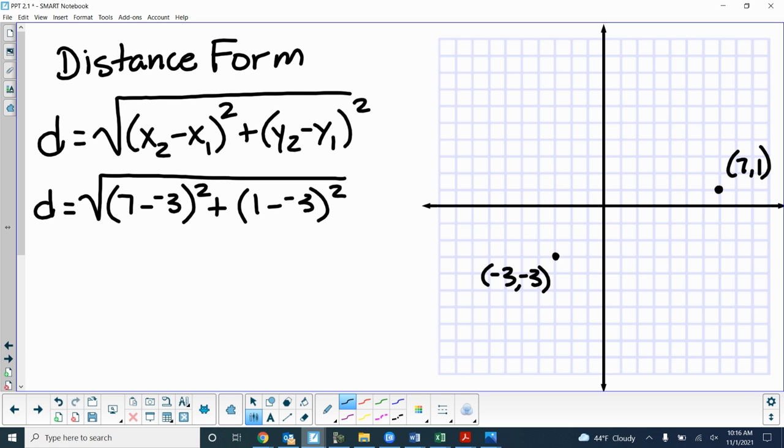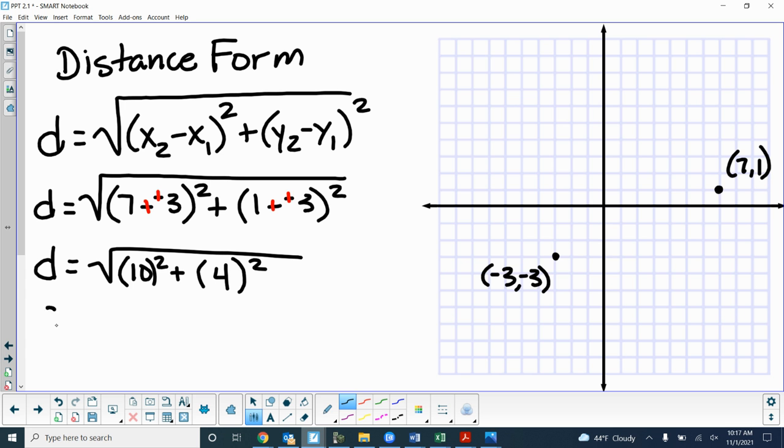Again, I could have made the -3 the second. I would have just gone -3 minus 7 and -5 minus 1. Just be consistent, that's all. It'll get you the same answer. So when I see minus a negative, though, what happens? Anybody? Becomes addition, right? So that's really 7 plus 3 and 1 plus 5. So 7 plus 3 is 10, and 1 plus 5 is 6.